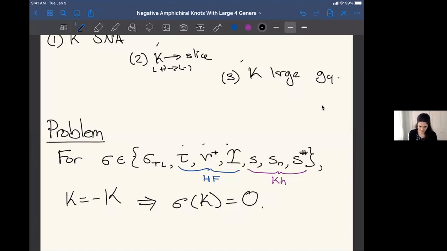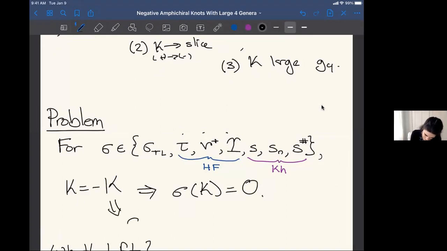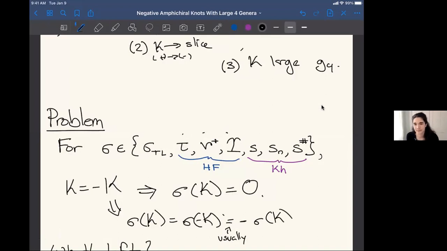I should say, in general, strongly negative amphichiral is overkill. Some of these are directly implied to vanish just from being rationally slice, though I believe the Khovanov homology ones are open. Just generally speaking, all of these conditions tell you that a lot of invariants have to vanish. And really, the proof of this is to say that sigma of K then has to equal sigma of minus K. And this usually equals minus sigma of K. And even when it doesn't always equal that, you can still sometimes use the negative chirality to force vanishing.